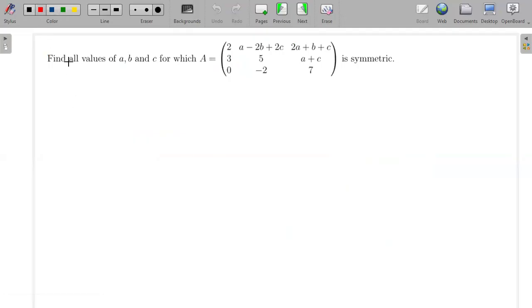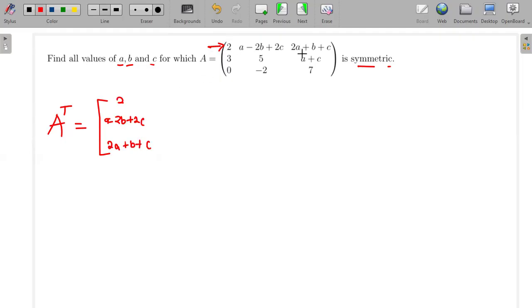This example is saying, find all the values A, B, and C for which this matrix A is what? Symmetric. So we're just going to use the concept of symmetric in order to find the values of A, B, and C. The matrix A is given here. Here I'm going to write my matrix A transpose. The A transpose will be the matrix where I've interchanged the rows with the columns, because I'm looking for the transpose. This is the first row here. I'll write it as a column here. So it will be 2, and then A minus 2B plus 2C, and then 2A plus B plus C.